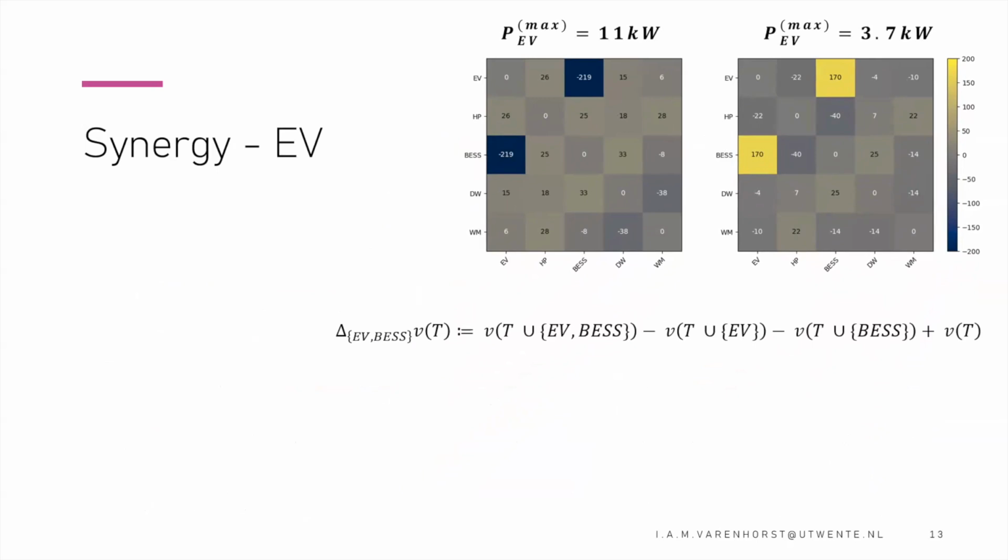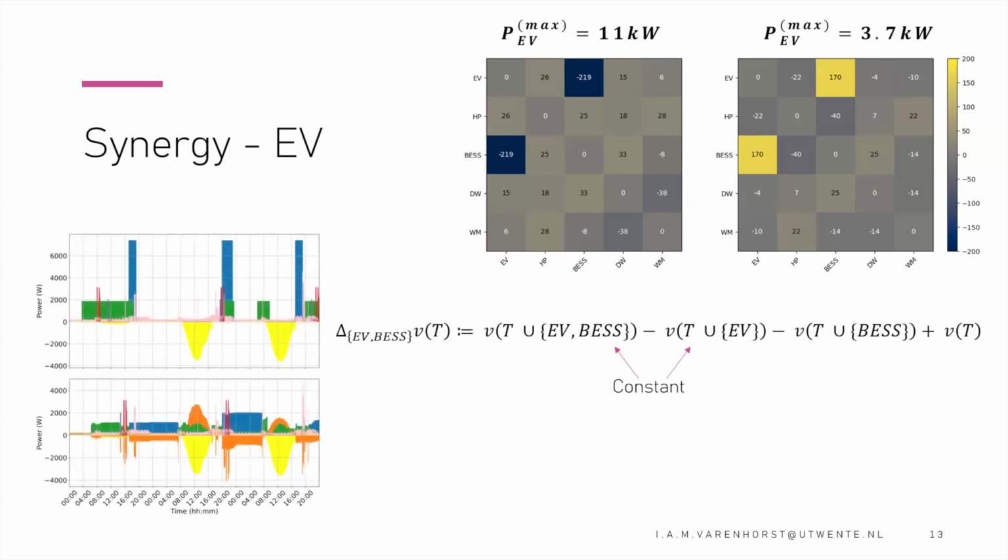Now, if we control the EV, then what we discovered is that both of these cases, the coalition where we control the EV and the battery, and the coalition where we just control the EV, those values remain constant regardless of the maximum charging power of the EV. To understand why, we have to look again at what it means to control a device.